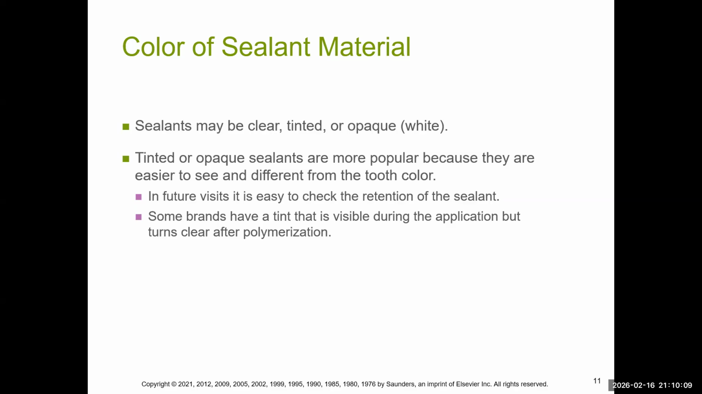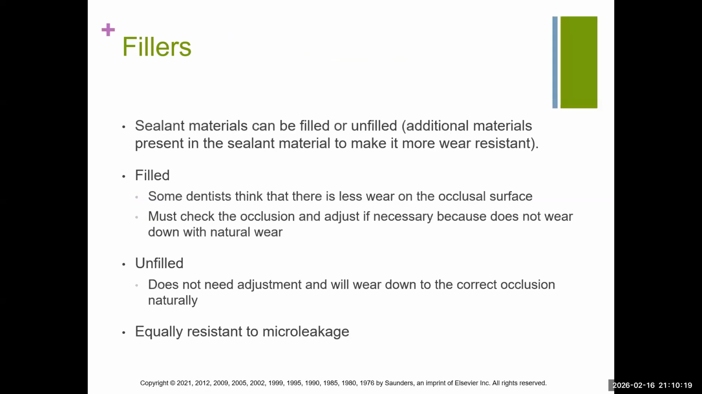So in future visits, it's easy to check the retention of a sealant if you could tell if it's there. Some brands have a tint that is visible during the application, but it's clear when you polymerize it. Now, some have fillers in them. Some are filled and some are unfilled. So, filled or unfilled, these are considered additional materials that are in the sealant material that could kind of prevent it from being worn down.